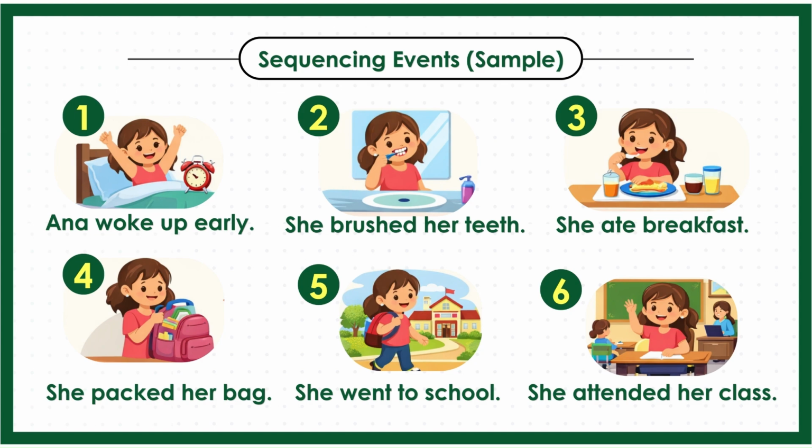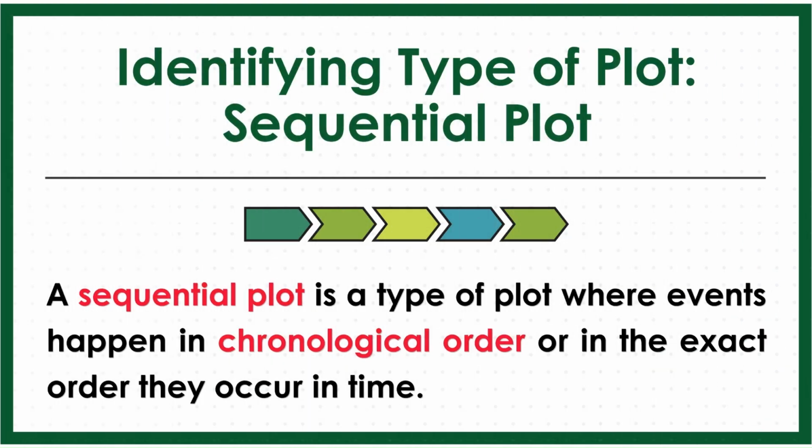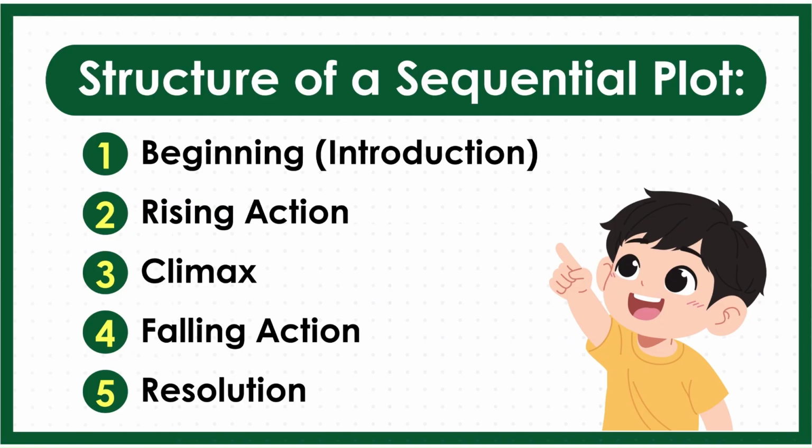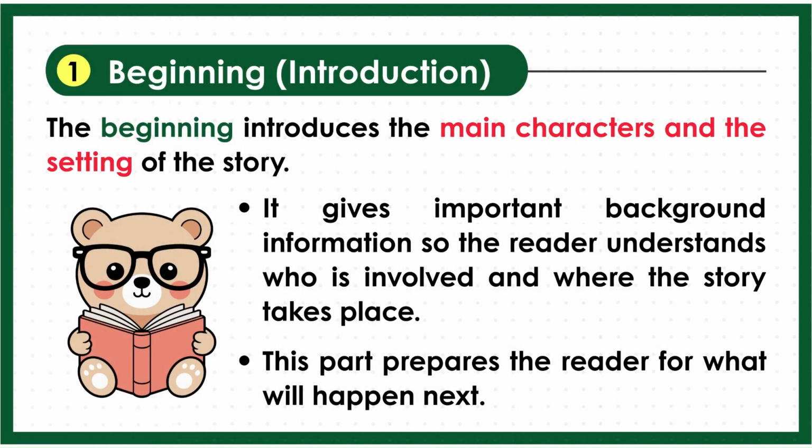Let's proceed with the next topic, identifying type of plot, sequential plot. A sequential plot is a type of plot where events happen in chronological order or in the exact order they occur in time. Here are the structure of a sequential plot. 1. Beginning or introduction. 2. Rising action. 3. Climax. 4. Falling action. And number 5. The resolution. Let's talk about each of them.